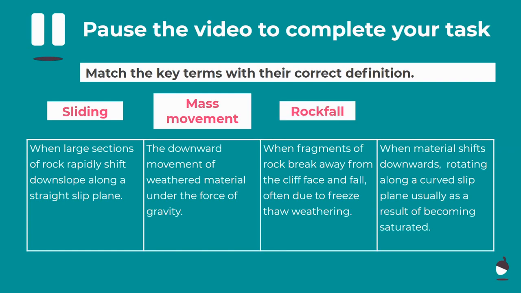We then moved on to rockfall, which is when fragments of rock break away from the cliff face and fall, and that's often due to freeze-thaw weathering. And our last one is slumping, when material shifts downwards, rotating along that curved slip plane, usually as a result of becoming saturated. Well done.